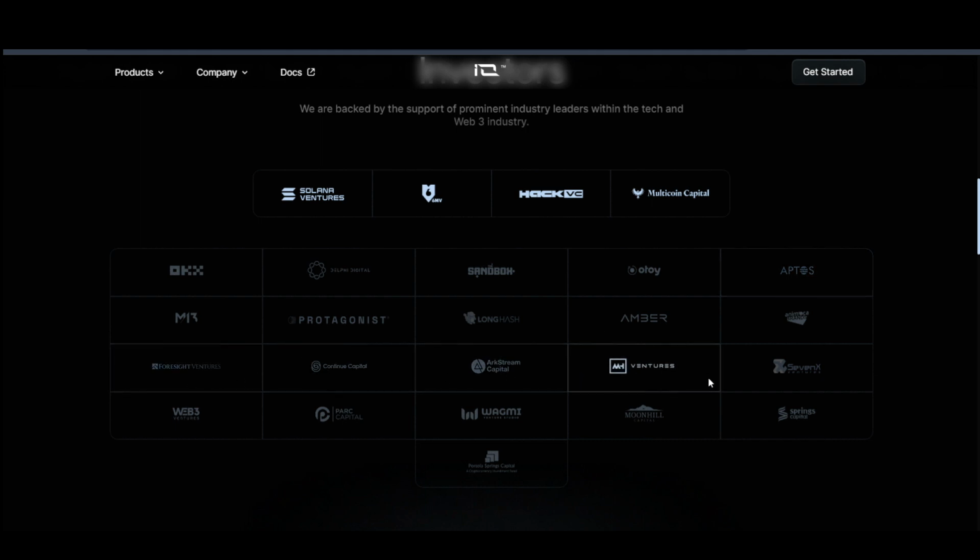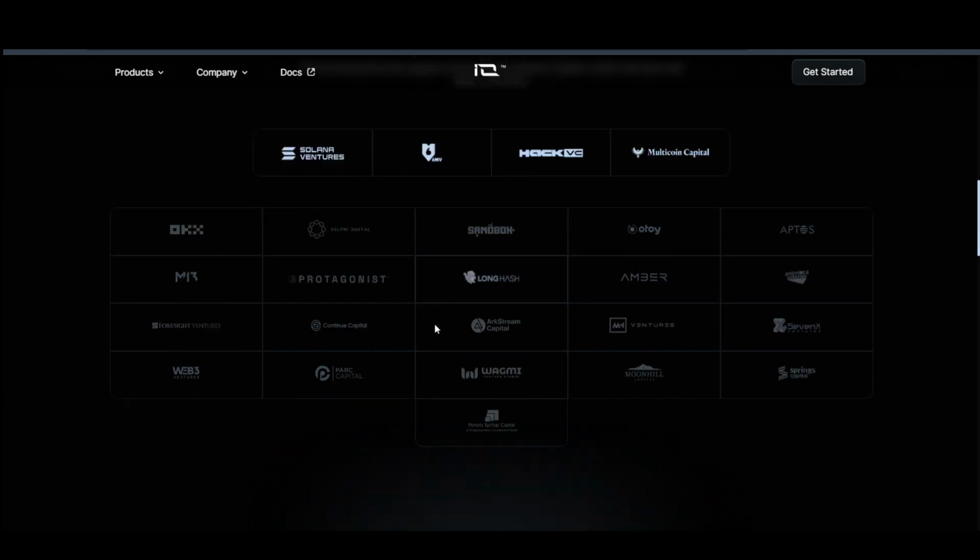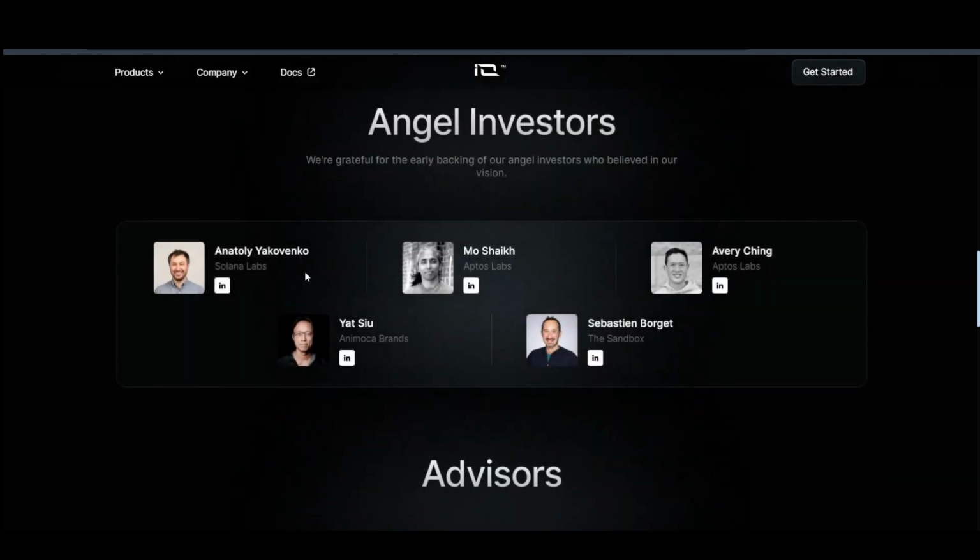And even Animoca Brands, which I think usually invests in NFTs and the metaverse, but they are here in the GPU industry, so I think that's a big one. After that, we do have others as well. Even for the angel investors, you can see we have Solana Labs, Aptos Labs, and the Sandbox and Animoca Brands.